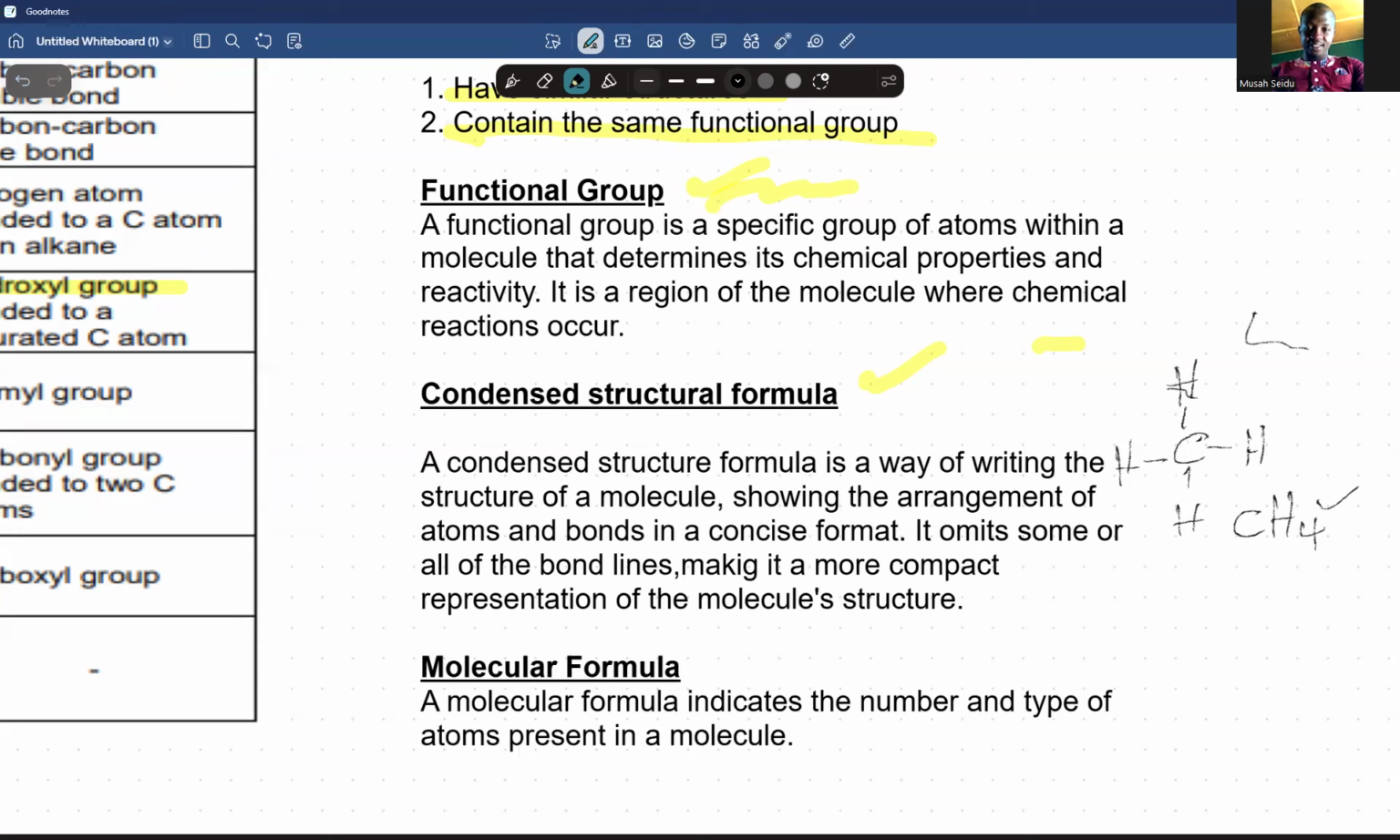It is writing the molecule by omitting some or all of the bond lines. We can see in this format here, we do not have the bond lines. So when you write it this way, that is the condensed structural formula. When you write it this way, that is the molecular formula.